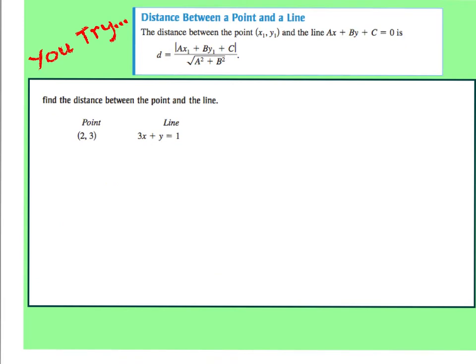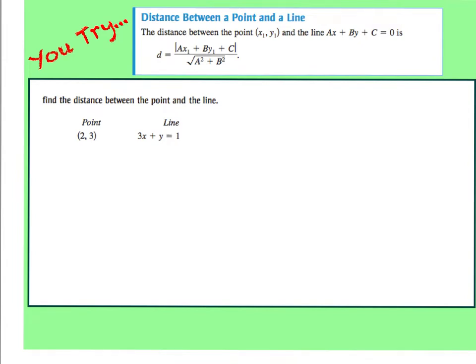All right, I'd like you to try this one. The point is 2, 3, and the line is 3x plus y equals 1. I'd like you to find the distance between that point and that line in the fastest manner. So pause the video, and then we're going to do it.